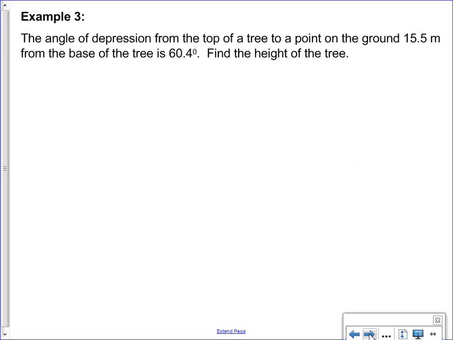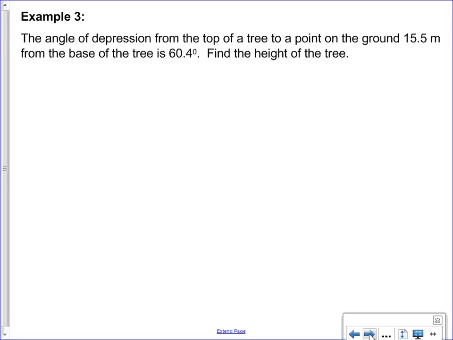Yes. Here we go. Once upon a time, the angle of depression from the top of a tree to a point on the ground from the base of a tree is 60.4 degrees. Find the height of the tree. Step 1, draw a picture.